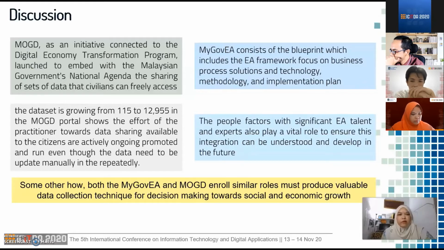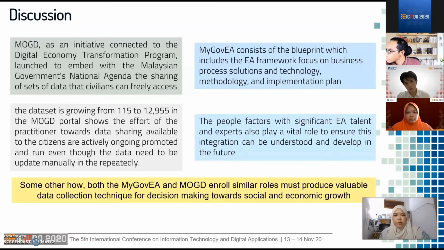My Government EA consists of the blueprint, which includes the EA framework focused on business process, solution and technology, methodology and implementation plan. The people factors, with significant EA talent and experts, also play a vital role to ensure this integration can be understood and developed in the future. Somehow, both My Government enterprise architecture and Malaysian Open Government Data play a similar role, and must produce valuable data collection techniques for decision making towards social and economic growth.